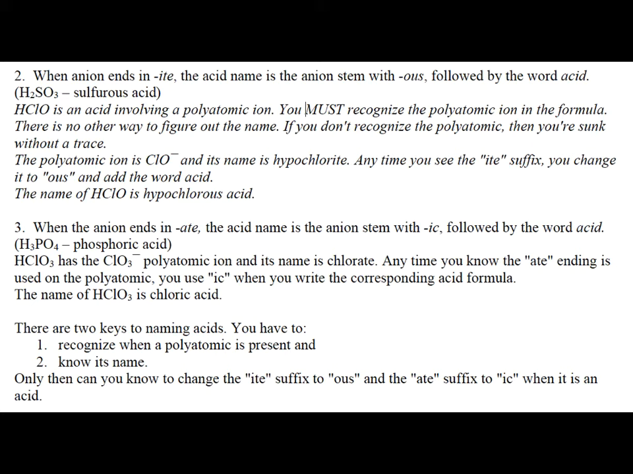Two keys for naming acids. One, you have to recognize when a polyatomic ion is present, and two, you have to know its name. Only then can you change the ITE suffix to OUS and the ATE suffix to IC.